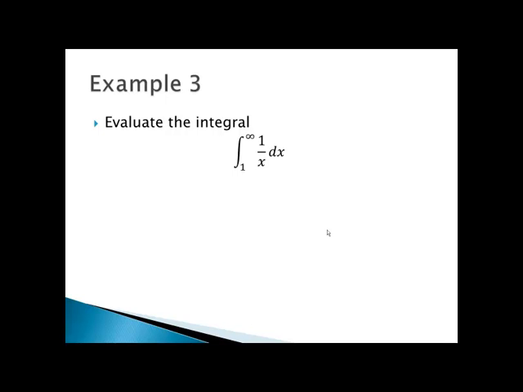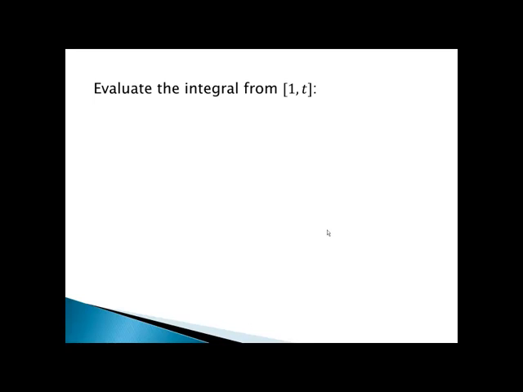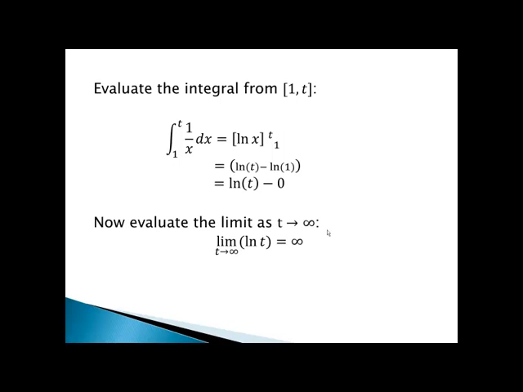Example 3, I want to evaluate the integral from 1 to infinity of 1 divided by x with respect to x. This too is an improper integral, and I'll rewrite as the limit as t approaches infinity of the integral from 1 to t of 1 over x with respect to x. Evaluate from 1 to t. The antiderivative of 1 over x is the natural log of x, and I'll evaluate that from 1 to t. When I do so, I end up with the natural log of t minus 0. Now I'll evaluate the limit as t approaches infinity, and as t gets larger, the natural log of t gets larger also, and so that limit is infinity, which means that my integral diverges.